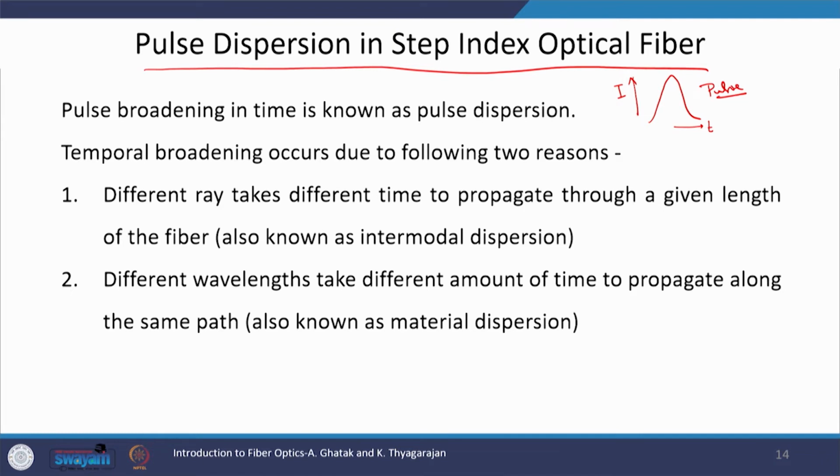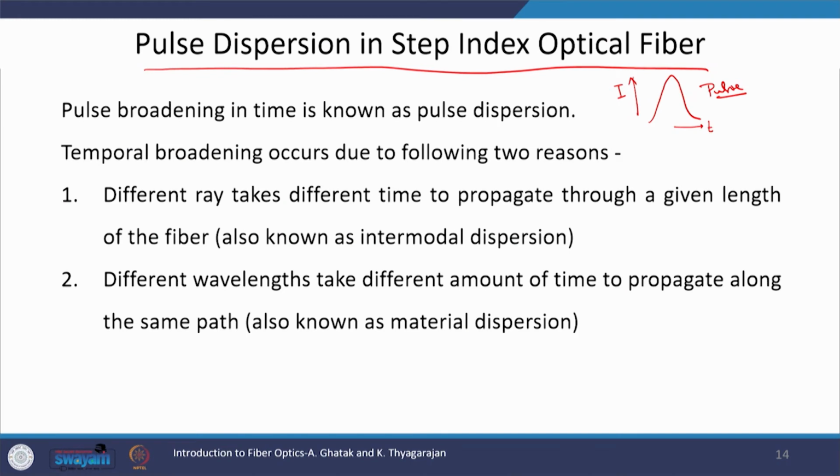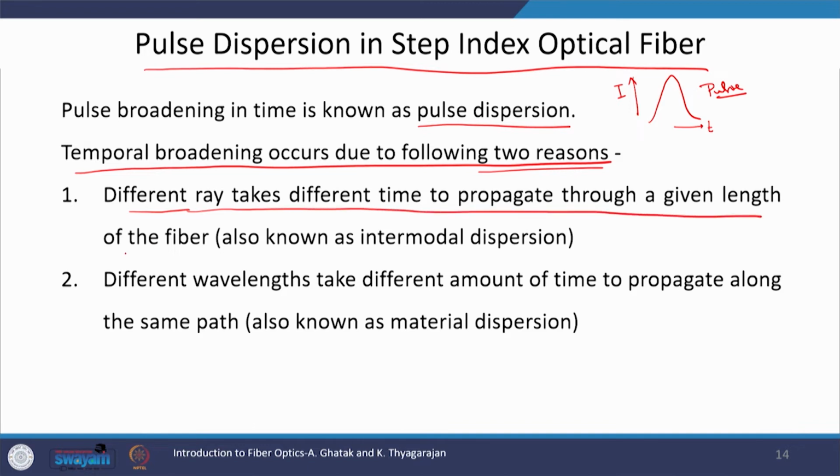Now, these pulses, while traveling inside the fiber, get broadened. Why? Because different colors travel with different velocity. The pulse broadens in time with propagation, and therefore, we must talk about pulse dispersion. Now, the temporal broadening occurs due to the following two reasons. The first is that different rays take different times to propagate through the given length of the fiber.